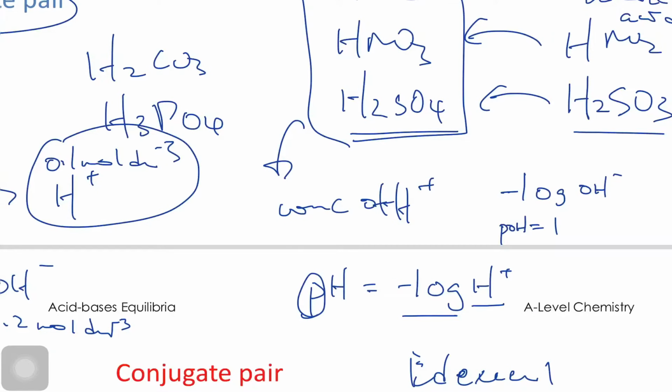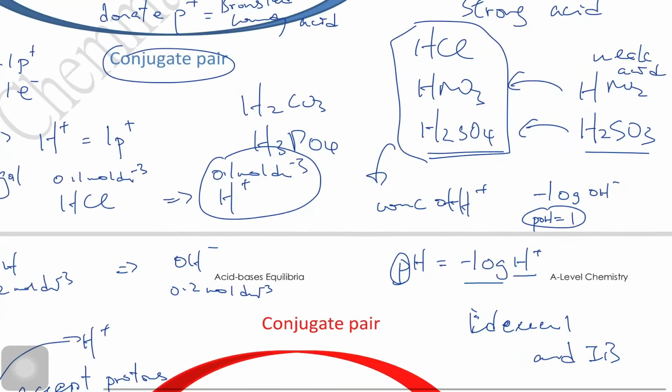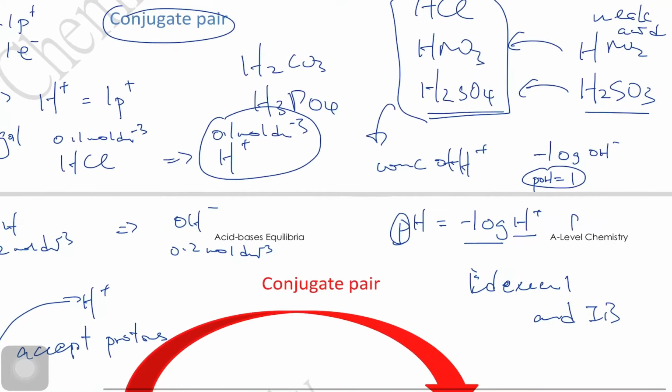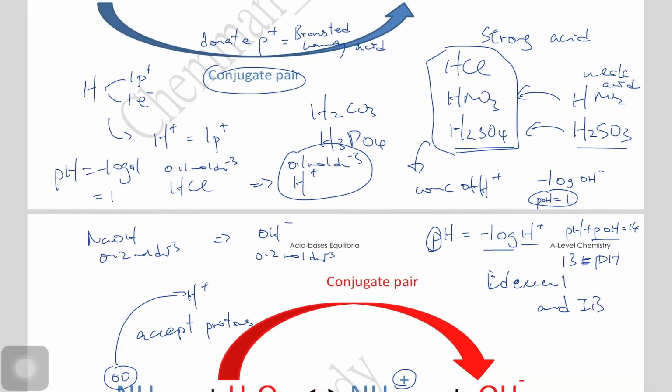To change back into pH, we use a new equation, which is pH plus pOH equals 14. For this one, we'll talk about the reason for this equation later, but at this moment, you may just memorize this equation first. So if pOH is 1, then directly we can solve the pH. It should be equal to 13. That's why it's a high pH for a strong alkali.